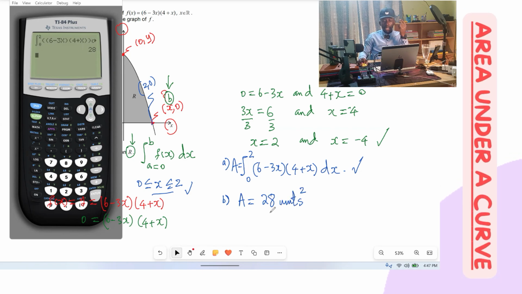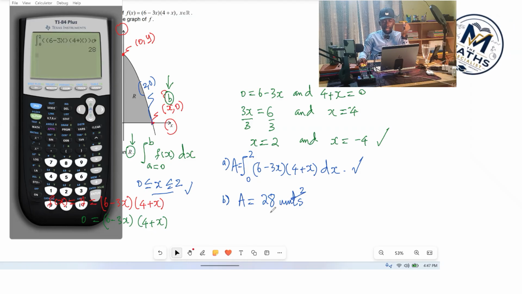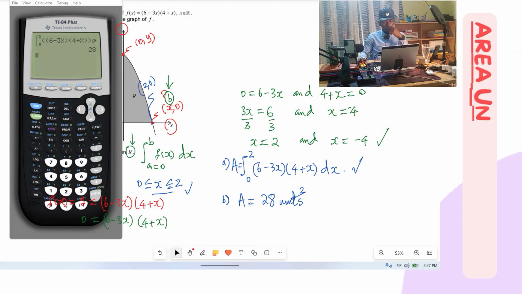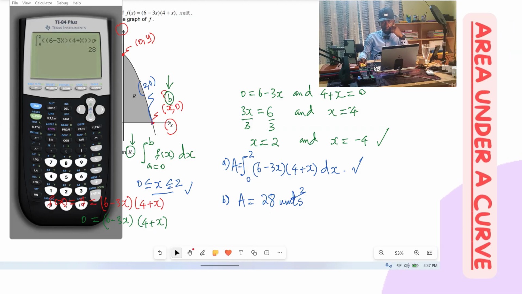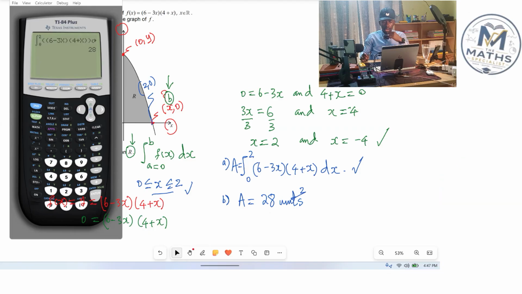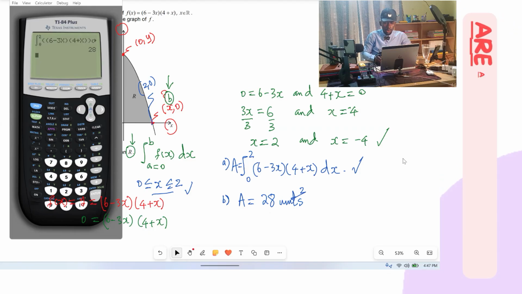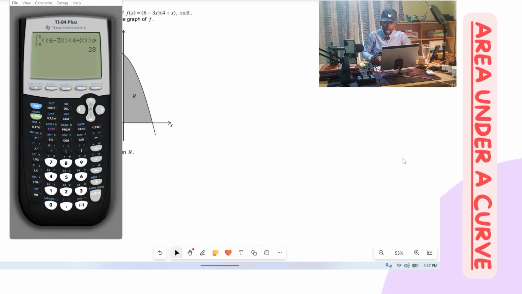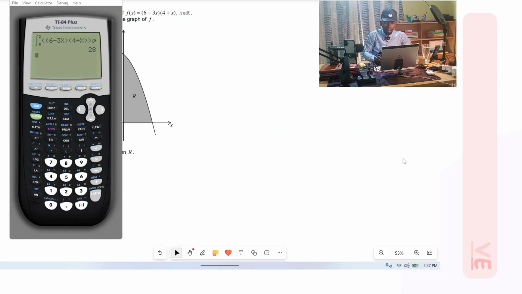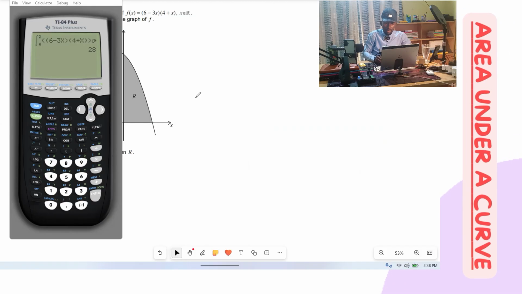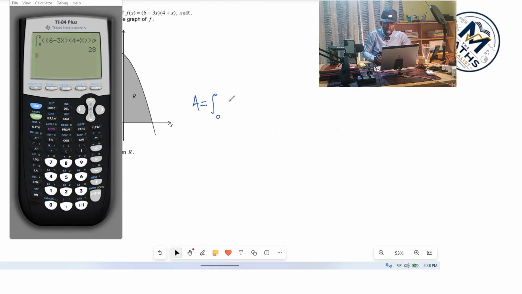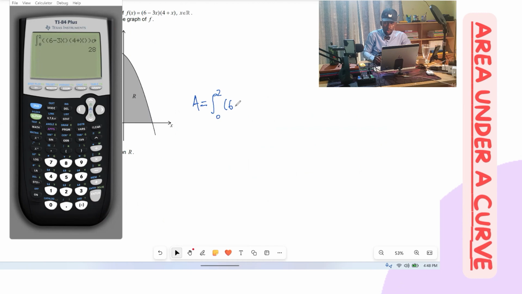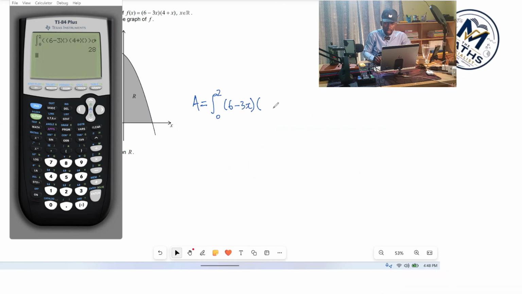But if it is otherwise, you can't do it like that. You need to say that area equals the integral from 0 to 2 of 6 minus 3x times 4 plus x, this is dx.